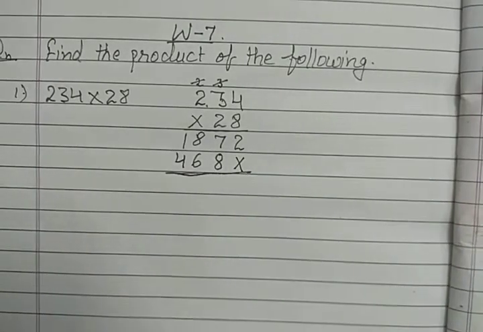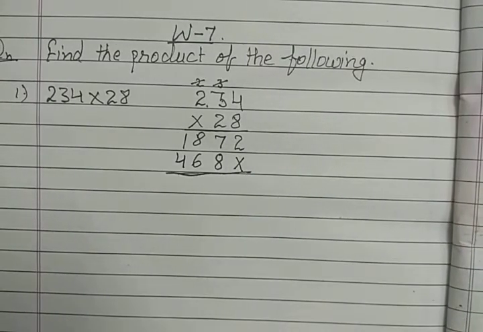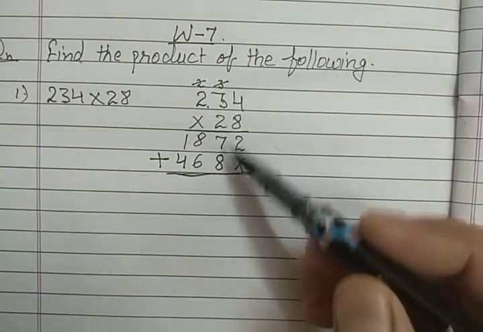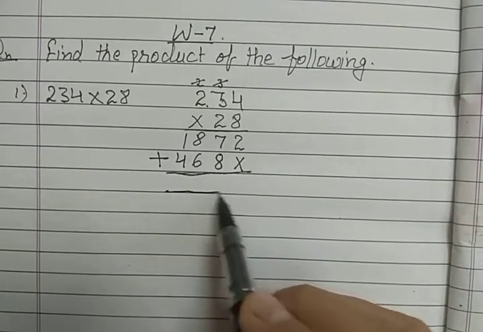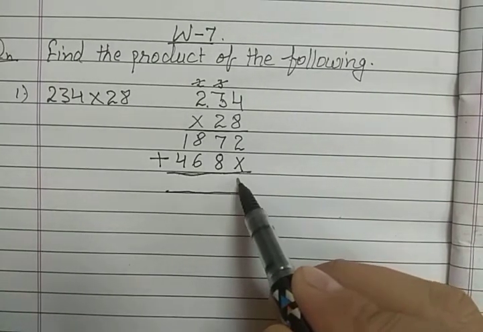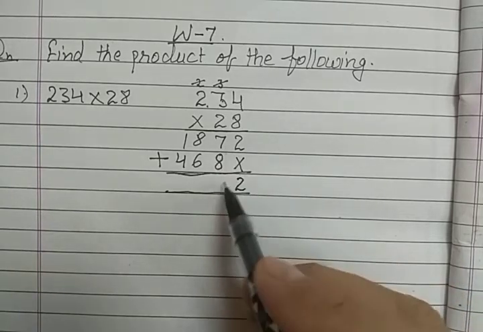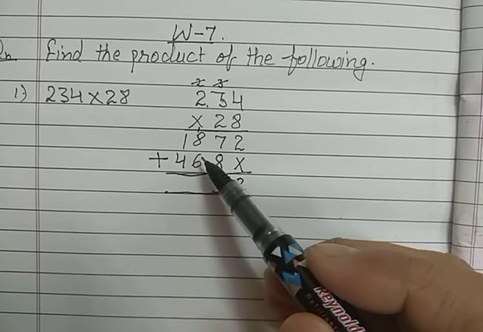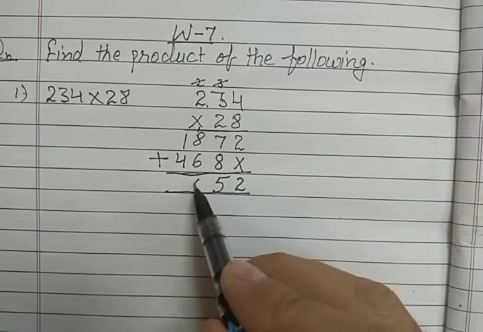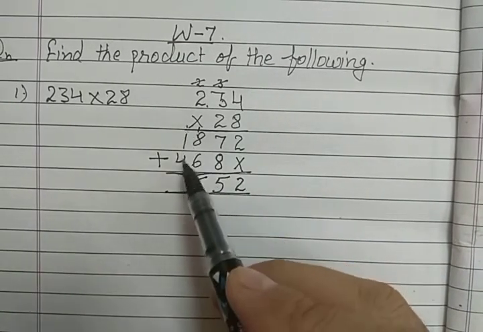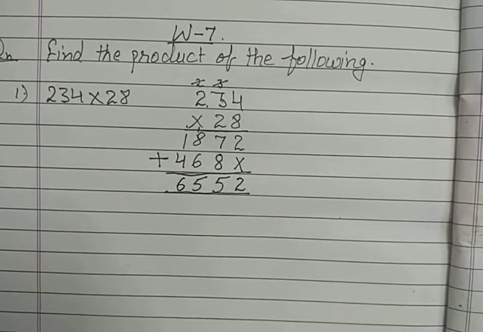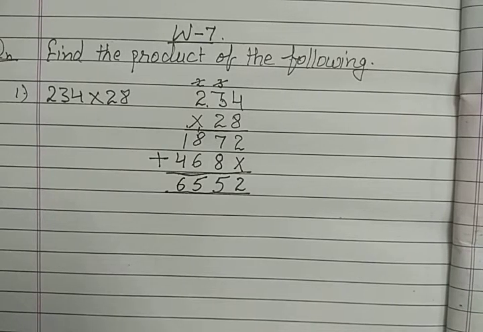Now what is our third step? Yes, add these two products. This is our last step. Now add them. 2 plus 0 is 2. 8 plus 7 is 15. Carry over 1. 8 plus 6 is 14, plus 1 is again 15. 1 carry over. 4 plus 1 is 5. And 5 plus 1 is 6. So the answer is 6552.